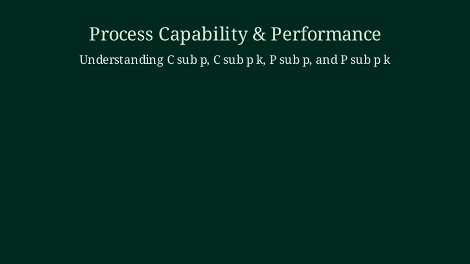Today we are going to build an intuitive understanding of process capability and process performance. We will see how C sub P and C sub Pk measure the potential of the process, while P sub P and P sub Pk tell us what is really happening over the long term.